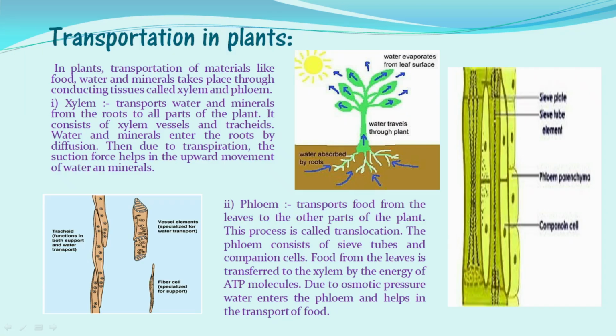Transportation in plants requires the conducting tissues xylem and phloem. You can see how water enters the xylem by transpirational pull, and also the phloem, involving osmotic pressure, which requires ATP molecules, the energy, to transport the food by suction pressure.